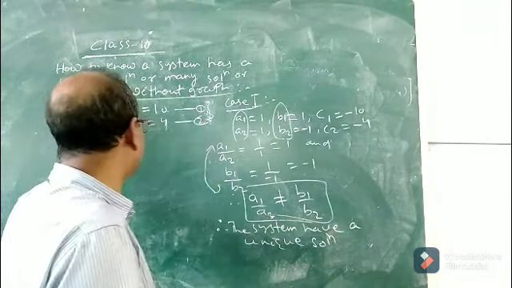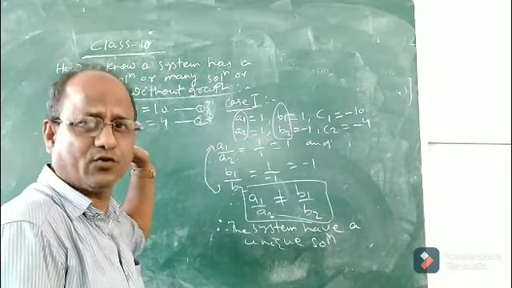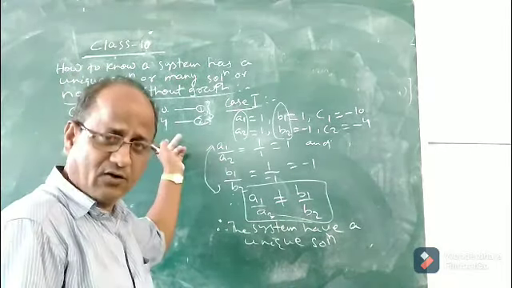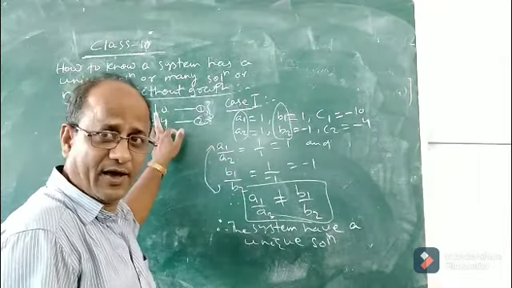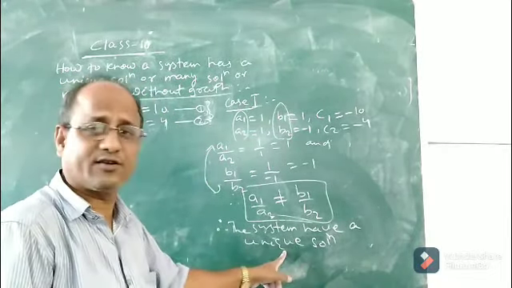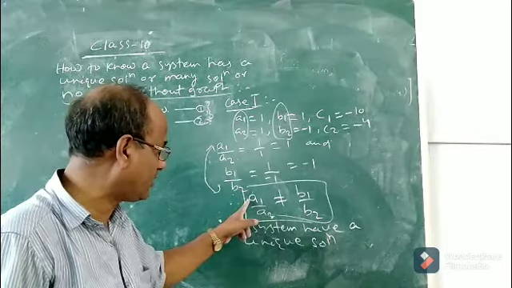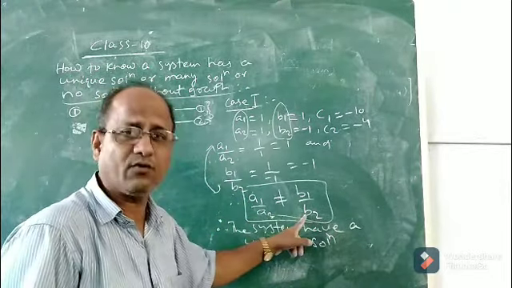I did not draw the graph of these two linear equations in two variables. Without the graph also, I could determine that this pair of equations will have a unique solution. Why? The reason is that A1 by A2 is not equal to B1 by B2.